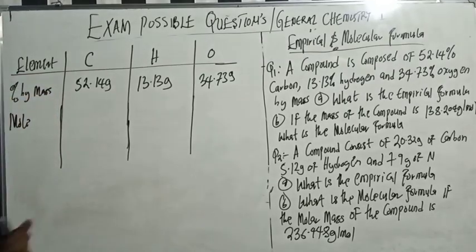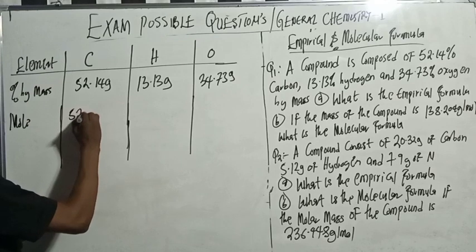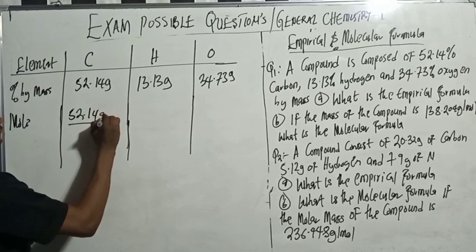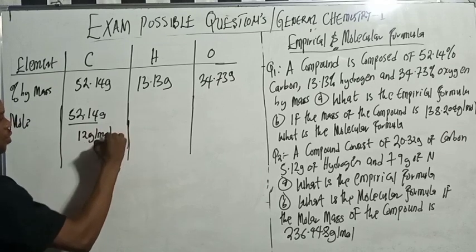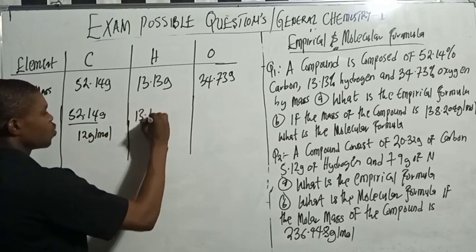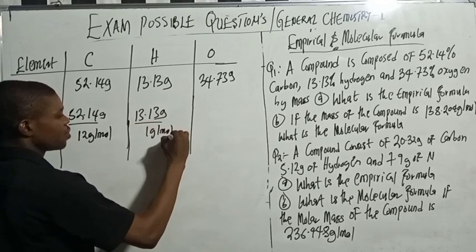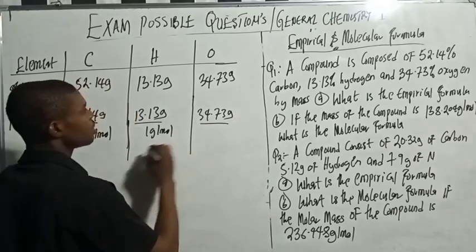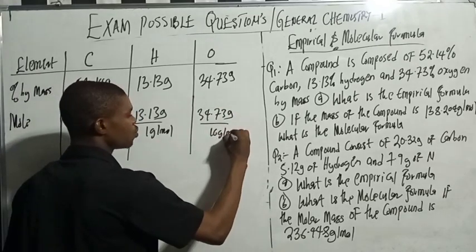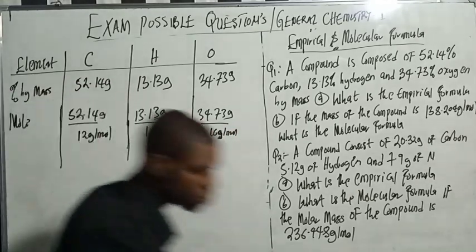So we want to get the mole. Remember, mole equals mass over molar mass, right? So it will be 52.14 gram over 12 gram per mole. The same thing here, 30.13 gram over 1 gram per mole. Then you have 34.73 gram over 16 gram per mole. So you go ahead and divide this and get your answer.